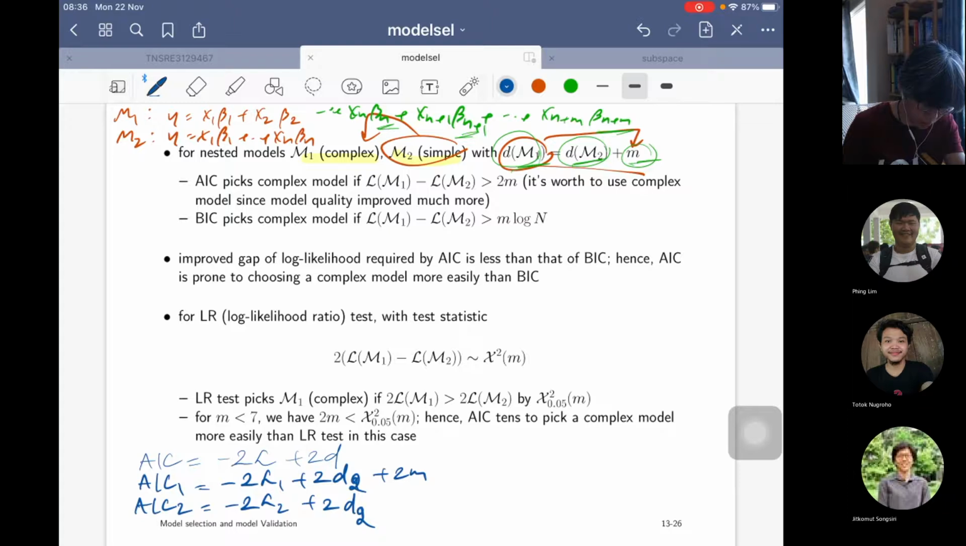Okay, everyone okay with this? All right, model 1, like D1 is D2 plus M, right? That's how I end up here.